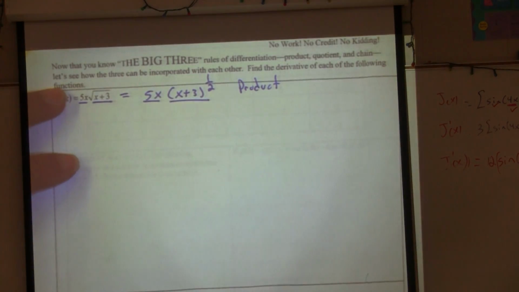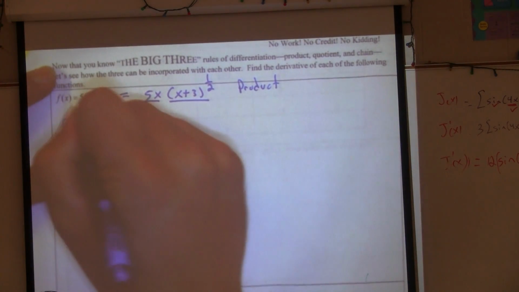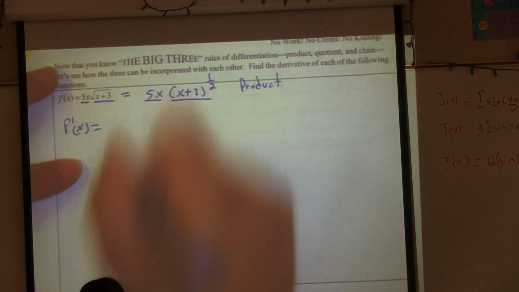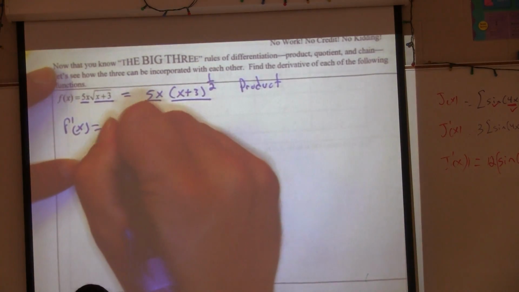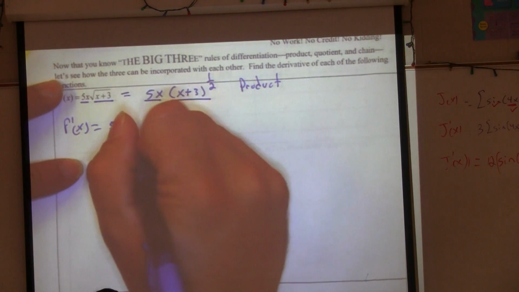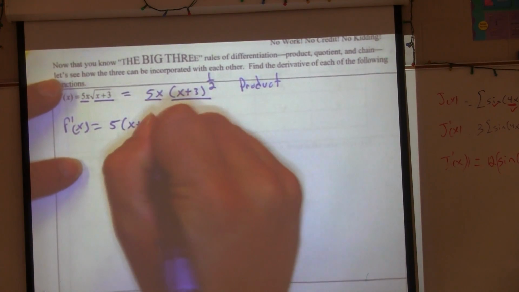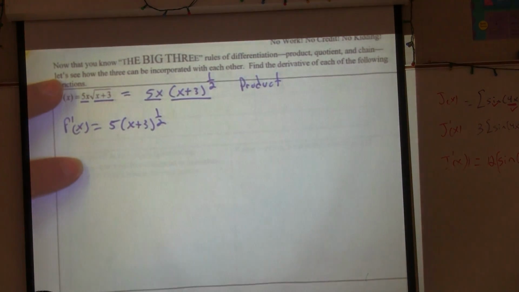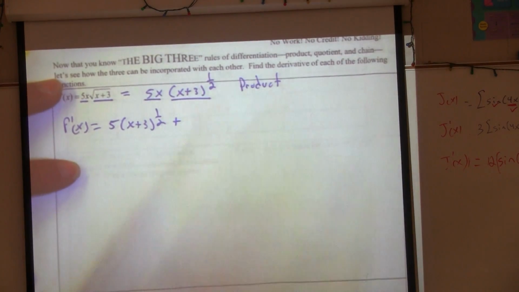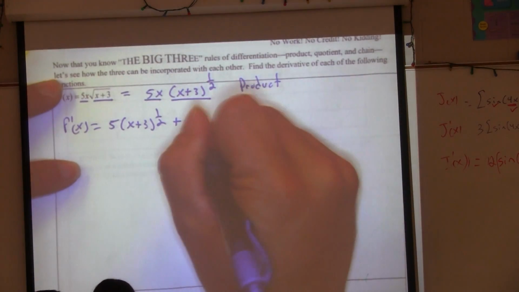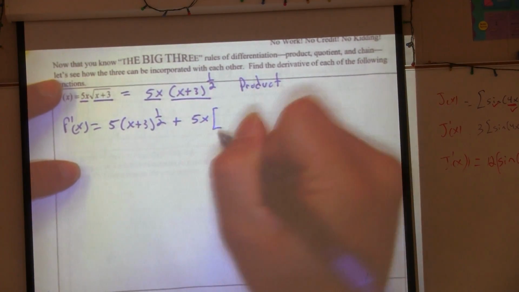So here we have to use product. Here we go. What's the product rule? Derivative of the first. Derivative of the first, 5, times the second, x plus 3 to the half. Oh, that was easy. Plus the first times the derivative of the second.